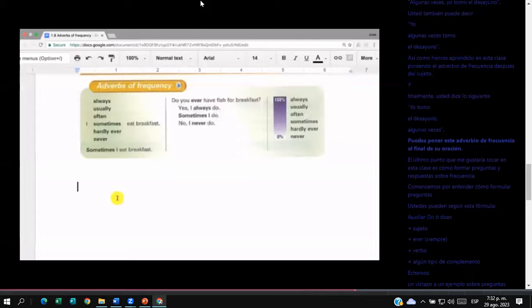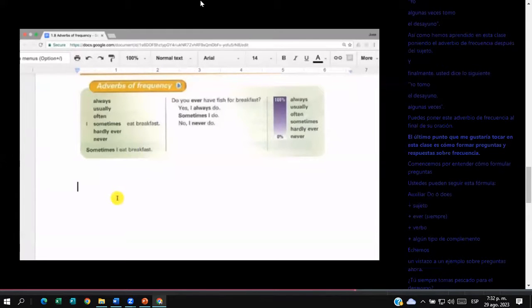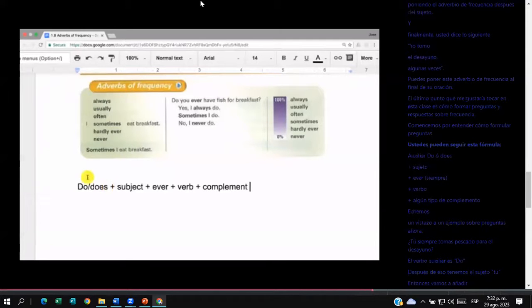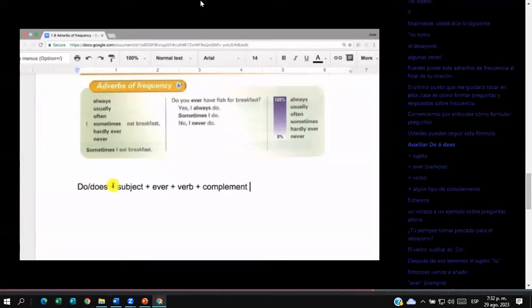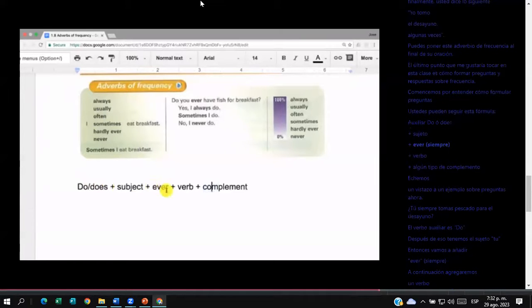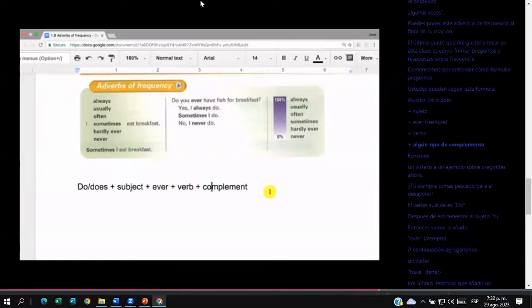The last point that I would like to touch in this class is how to form questions and answers about frequency. Let's start by understanding how to form questions. You may follow this formula, auxiliary do or does, plus the subject, plus ever, plus the verb, plus some kind of complement.